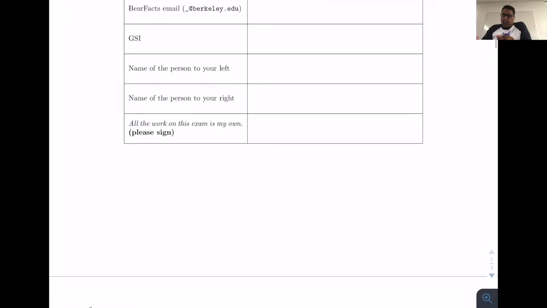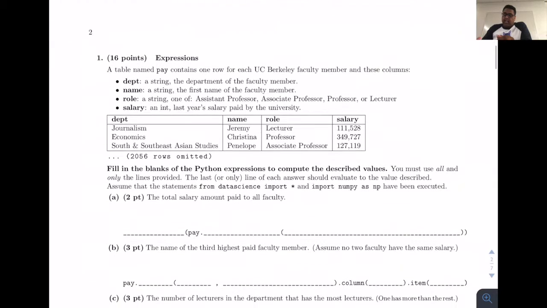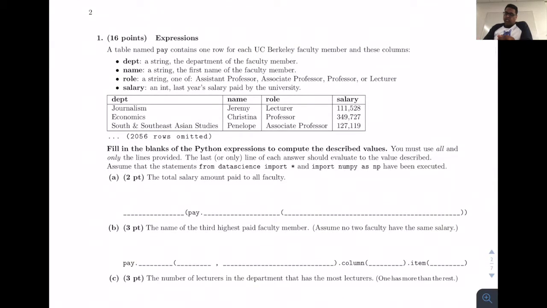So this midterm had 4 problems. Let's go ahead and get into problem number 1, which is focused primarily on Python expressions and making sure you know how to use functions and methods in the data science package and the NumPy package. The first question gives us a table with columns department, name, role, and salary, pretty self-explanatory, and it wants us to fill in the blanks to complete the expressions.